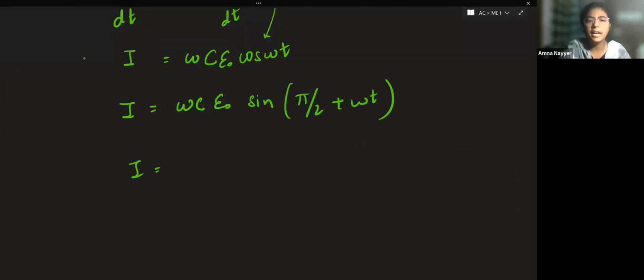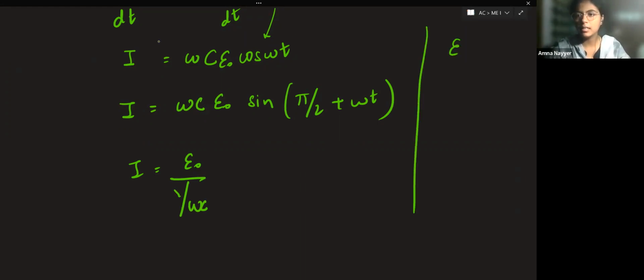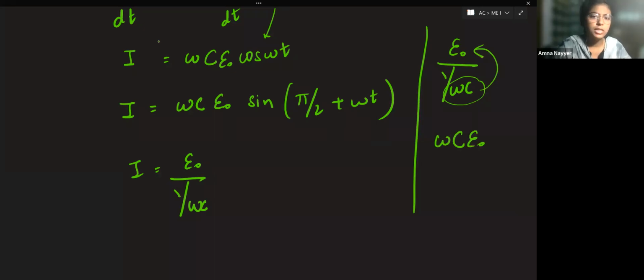Now see, if I write omega C E naught as 1 by omega C, check whether there will be any difference or not. If I am writing E naught divided by 1 by omega C, see, the term that is in the denominator will go up and it will become omega C E naught. So there is no difference if I write omega C E naught as E naught divided by 1 by omega C. So E naught divided by 1 by omega C, this can be written as, both are the same.